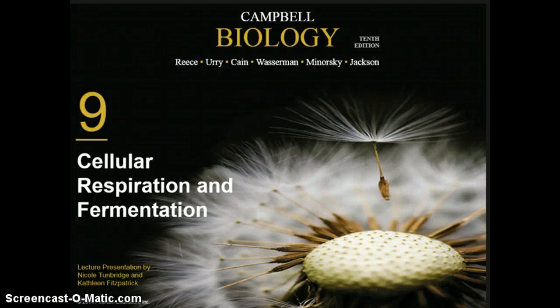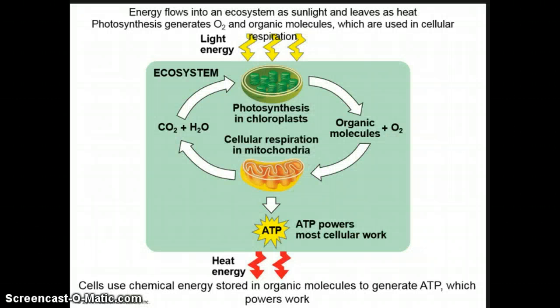This is our lecture on Chapter 9, which is part of our Unit 4 on energy use and metabolism. We just finished photosynthesis, and now we're going to take a look at cellular respiration. If we look at the two together, we can see how energy flows through an ecosystem.